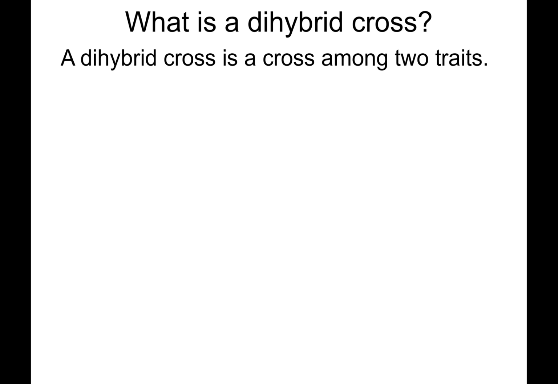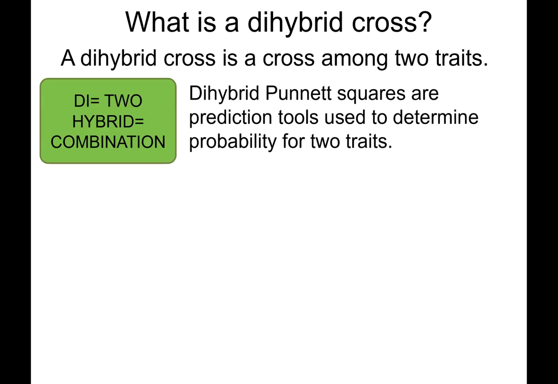So what is a dihybrid cross? A dihybrid cross is a cross that involves two traits. Prior to this, we were doing monohybrid crosses. Mono means one, di means two. A monohybrid cross is the 4-box Punnett square because you're only dealing with one trait, whereas now we're going to be dealing with two traits.